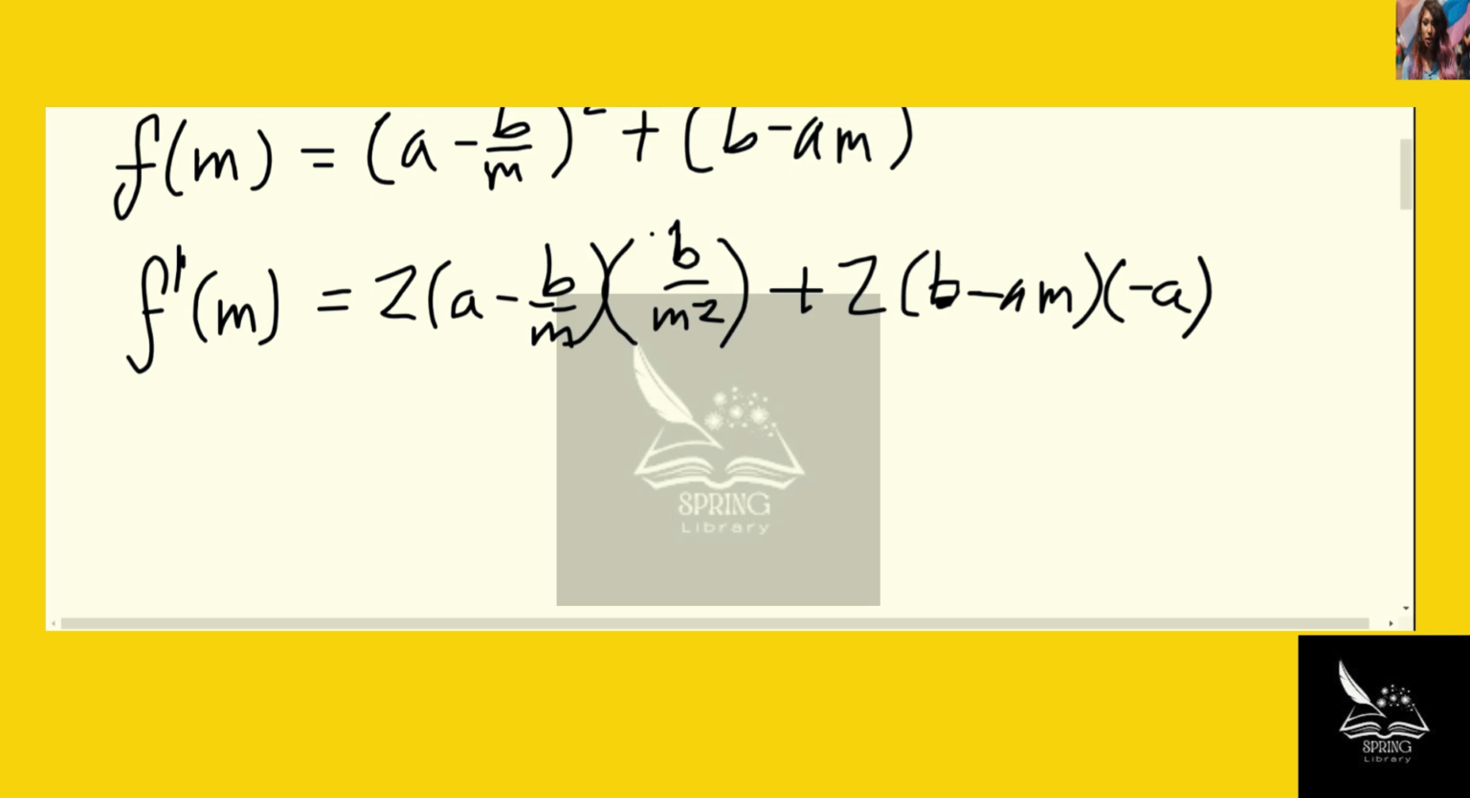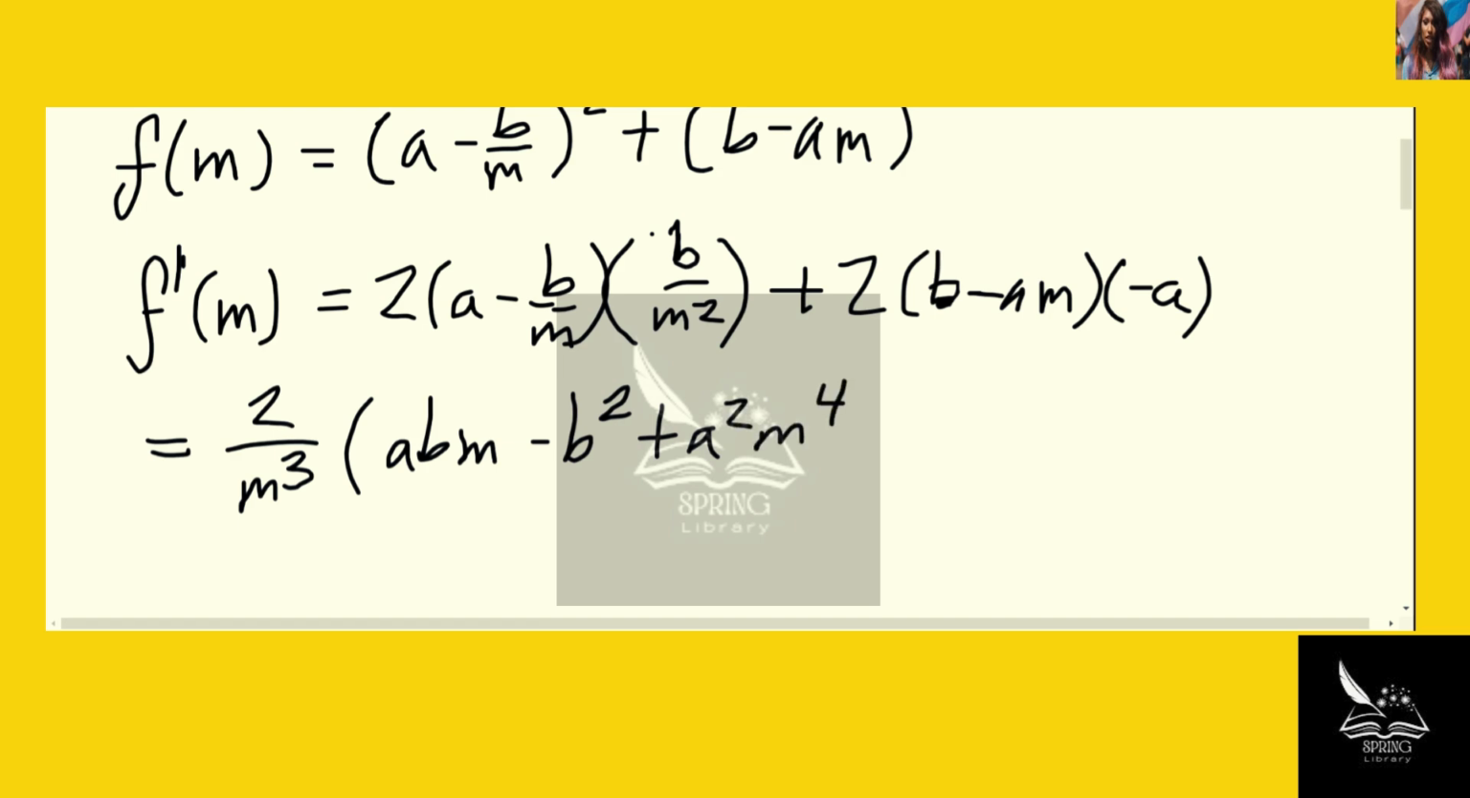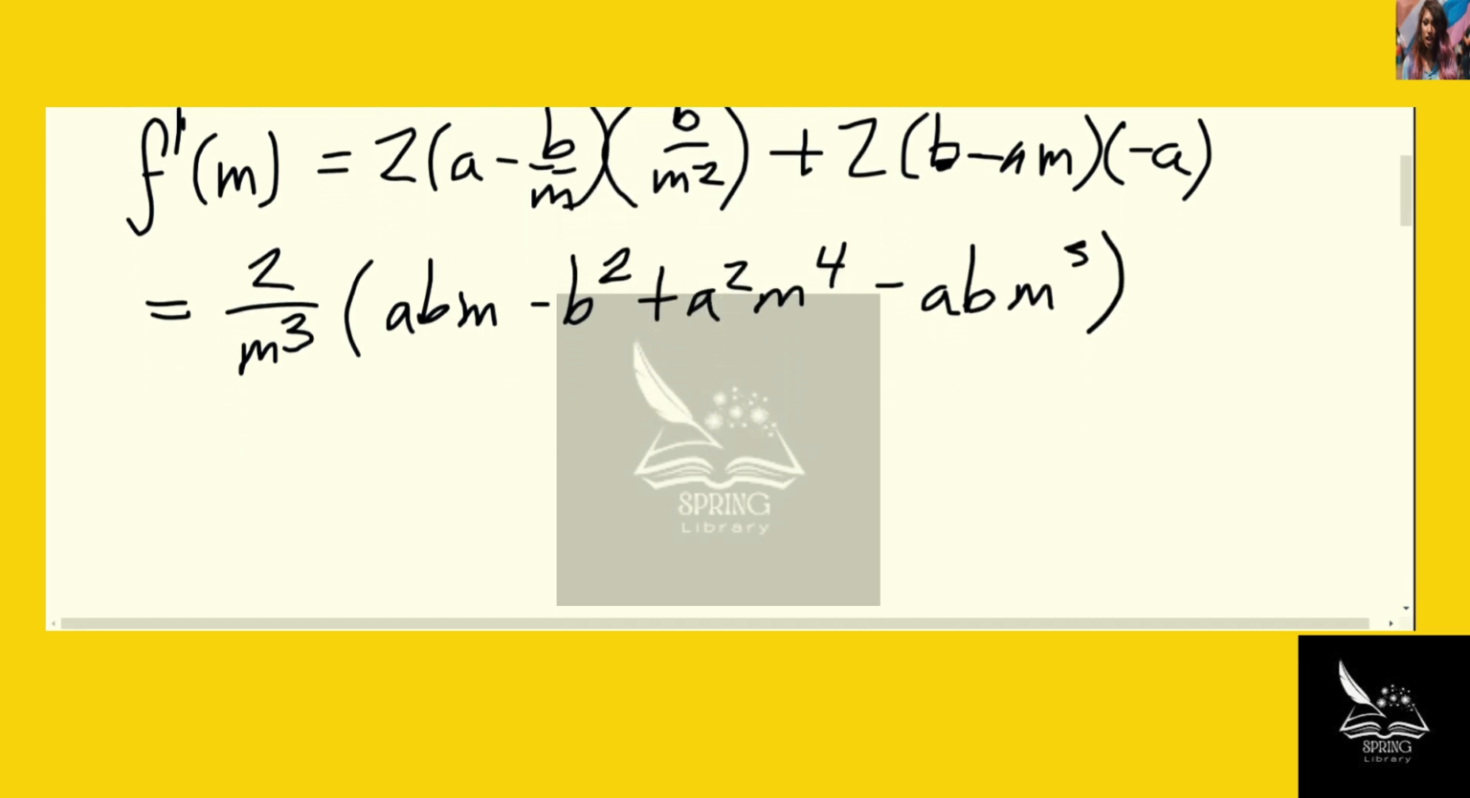Now, if you simplify, we get 2 over m cubed times (abm minus b squared plus a squared m to the fourth minus abm cubed). We set this equal to 0.